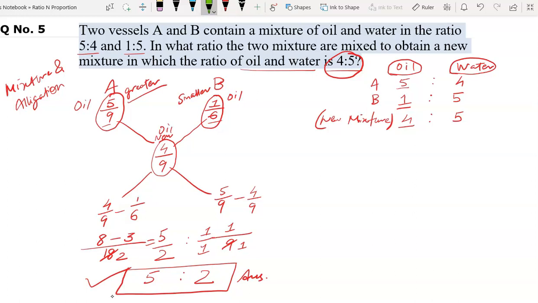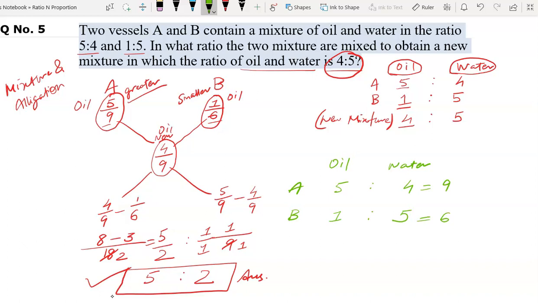We have oil and we have water, in vessel A and vessel B. In vessel A it's 5 is to 4. In vessel B it's 1 is to 5. So we will add these: 5 plus 4 will give us 9, and 1 plus 5 will give us 6.